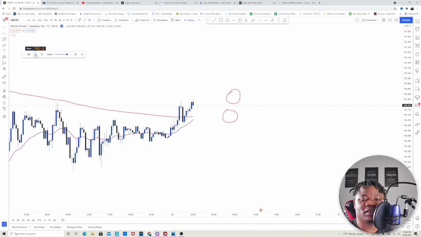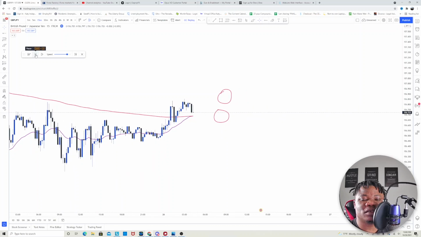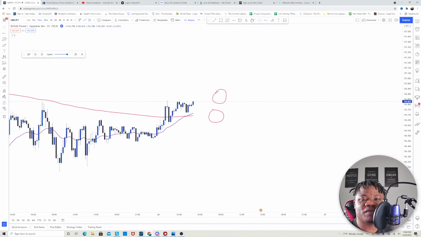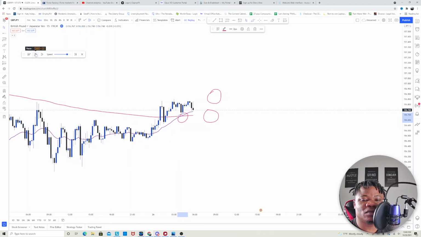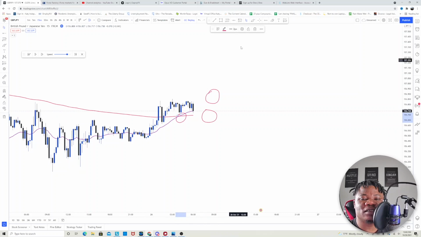So we need price to be above both EMAs. Now we have the cross. Now what we're waiting for is we need to see that pullback. Now let's keep looking. So now price created a high. Now we need price to close above this swing high right here. Once price closes above this swing high, then we can get into a buy position.